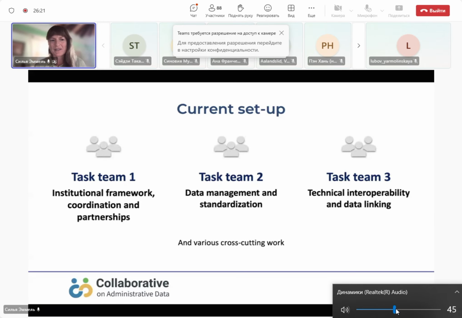It's at the moment organized into 3 teams. One team is looking specifically at the institutional framework, coordination, and partnerships. Then one at data management and standardization. And the last one is more IT focused, on technical interoperability and data linking. All these 3 teams were identified by the members in the very beginning as areas that were quite key when working with administrative data. And next to this, there's also a lot of cross-cutting work happening between the teams and more broadly.